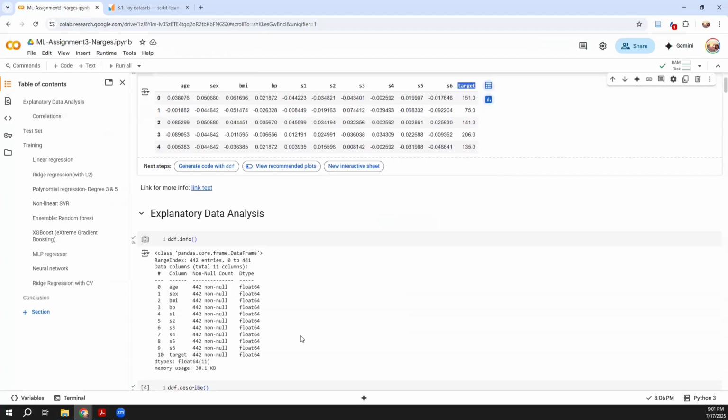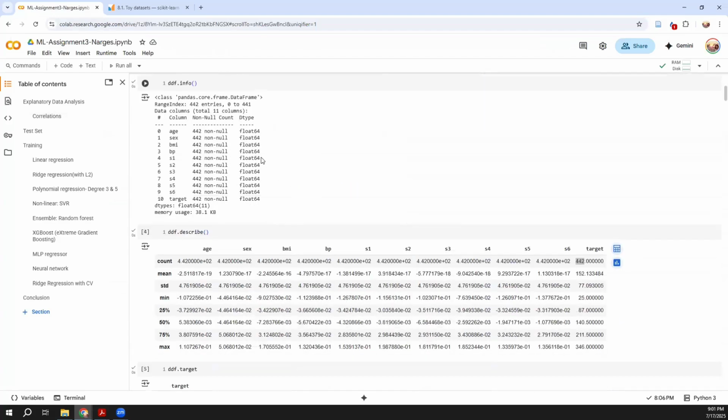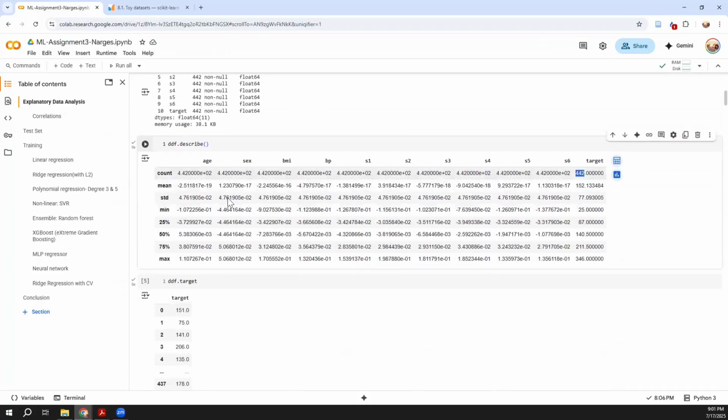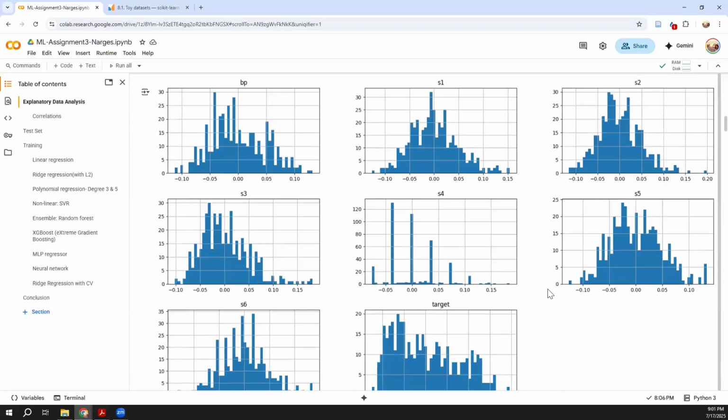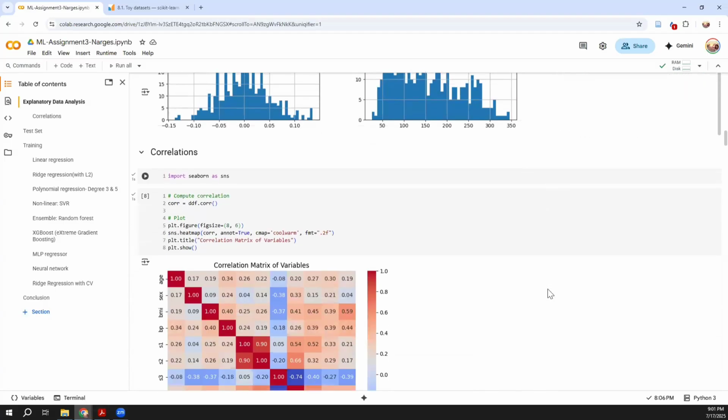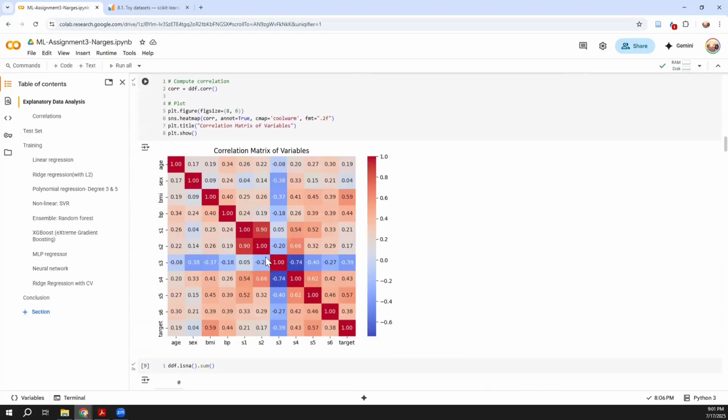And moving on to the info of the data, we see that all our features and targets are type floats, and we have 442 rows of data. We can see all the ranges, means, maxes, and everything here. We can also see the histograms for all of them, but what is more important is the correlation between our features and our targets, which here we can see that the highest correlation is 0.59 for body mass index, followed by 0.57 for S5.